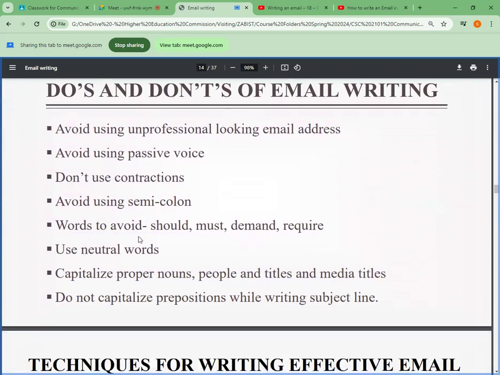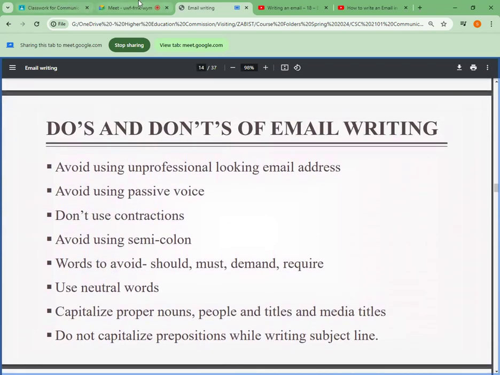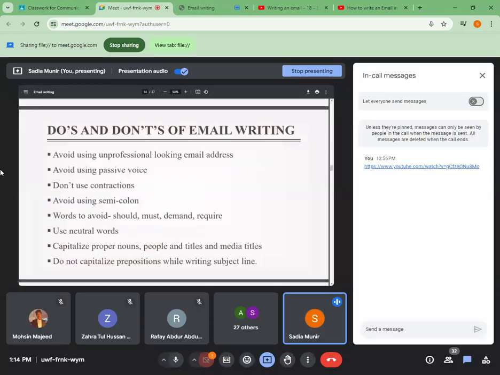Now these are some dos and don'ts of email writing. Avoid using an unprofessional looking email address. Your email address should not be पापा की परी and रात का शहजादा, डॉन नंबर 1 और इस तरह के जो वियर्ड किस्म के ईमेल्स हमने बचपन में बनाए होते हैं. That should not be used at all in a professional environment. किसी भी केस में यूज नहीं करने चाहिए.